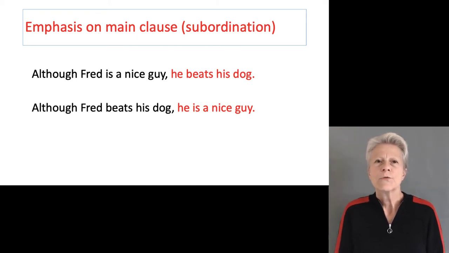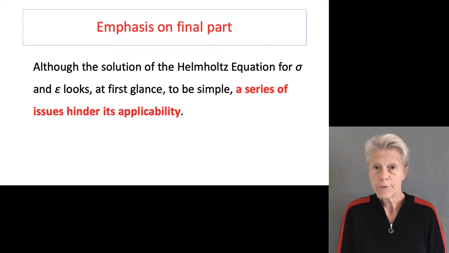This structure is used very often in science writing and it works out fine. You will recognize sentences like these a lot. Here's an example.